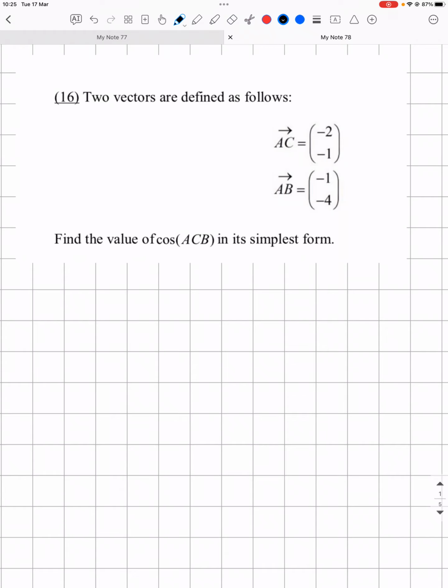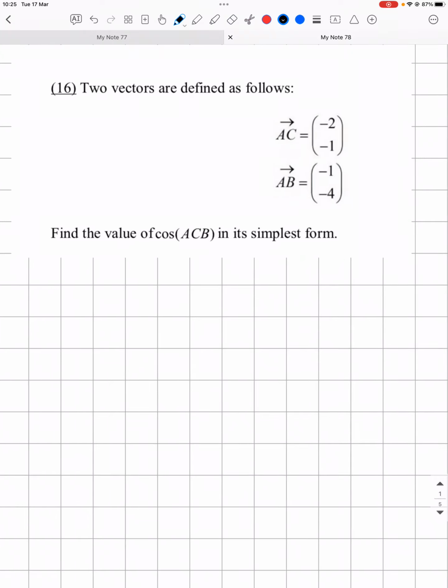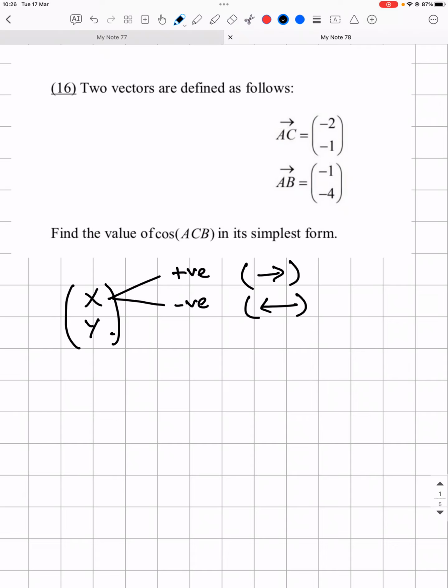Okay, so the first thing that's important to understand is, what does a column vector even mean? If I have x and I have this as y, notice that x can be one of two things. X can either be positive or negative. If x is positive, that's a movement to the right. If x is negative, that's a movement to the left. Similarly, y can either be positive or negative. If y is positive, that's a movement up. If y is negative, that's a movement down.